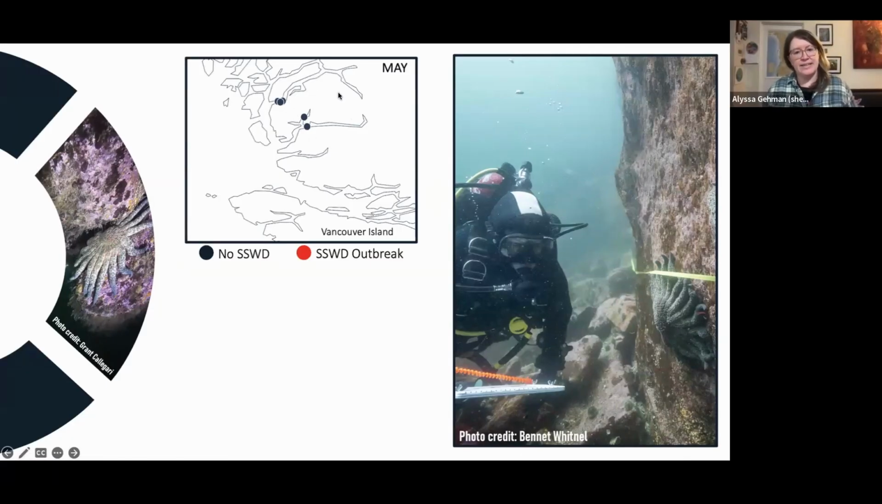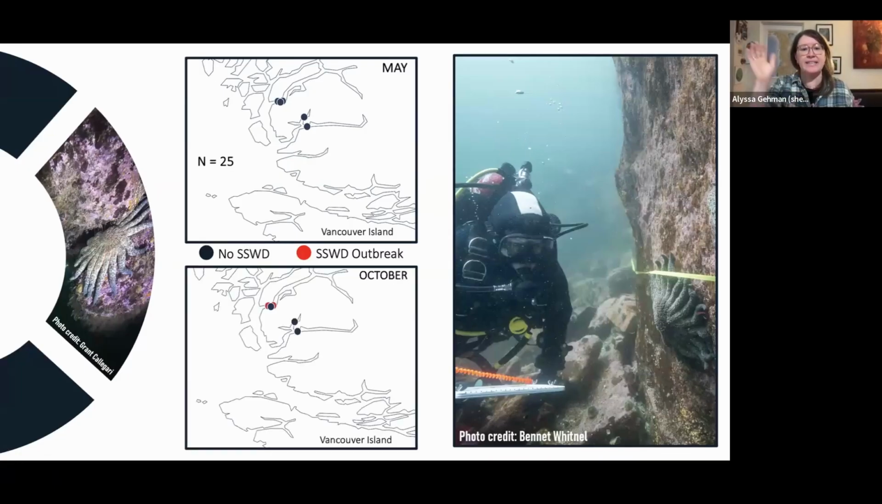And we went out in May and did surveys. In those surveys, we found sunflower stars, but we didn't find any wasting. So all those points are black. There's no wasting disease detected. But we did collect samples from the animals that were not wasting. We went back in October of that same year to the same places.